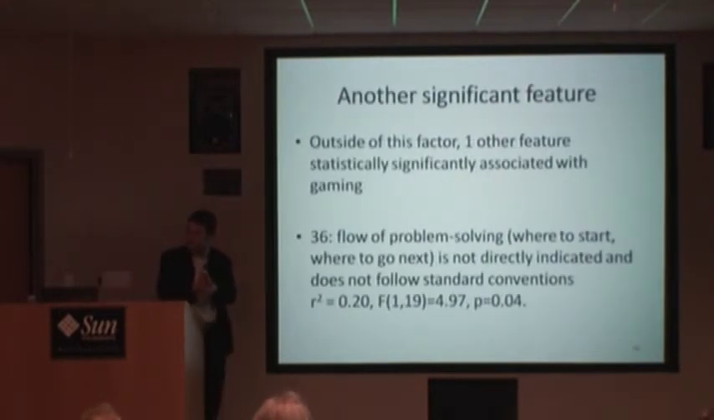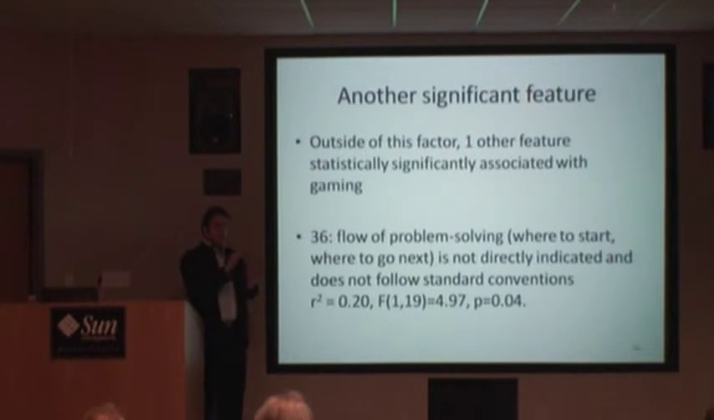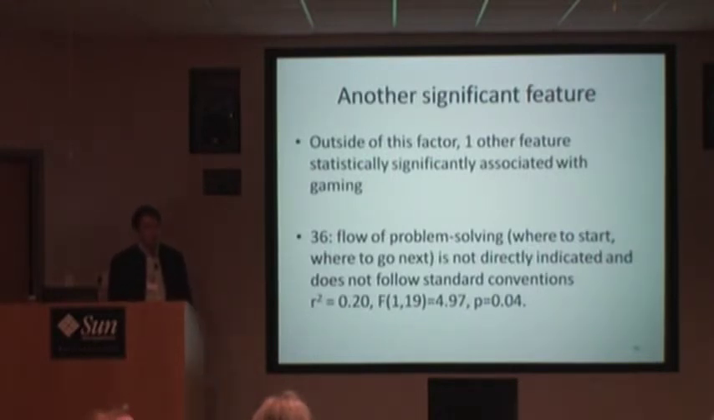So outside of this factor, one other feature was statistically significantly associated with gaming, and that was whether the flow of problem solving, where to start and where to go next, is both not directly indicated and doesn't follow standard conventions. And in those cases, gaming was more frequent, which again might relate to your concern about floundering with the interface may be seen as gaming, although I think largely floundering with the interface wouldn't lead to probably systematic guessing behaviors. It might lead to systematic guessing behaviors in the interface, but it probably wouldn't lead to trying 1, 2, 3, 4, and so on, potential answers.